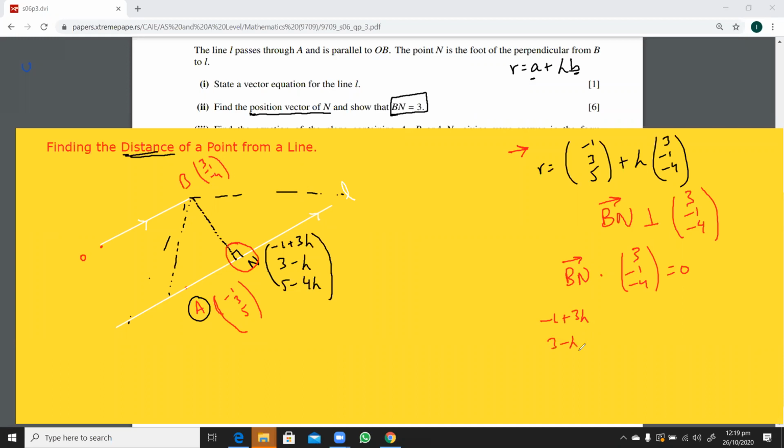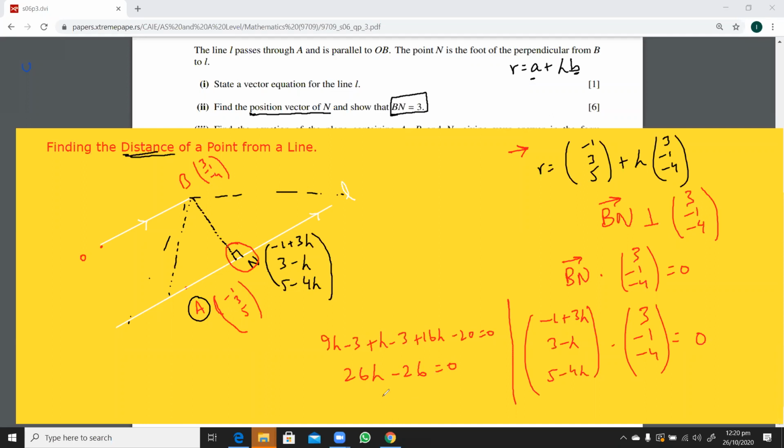-1 + 3λ, 3 - λ, 5 - 4λ, dot 3, -1, -4, that is equal to 0. Let me write it here. This is going to be 9 lambda. Please keep an eye on my working, I might make a mistake here. Plus lambda minus 3 plus 16 lambda minus 20, and that is equal to 0. This is 26 lambda, and this is minus 26, that is equal to 0. So we have lambda equal to 1.